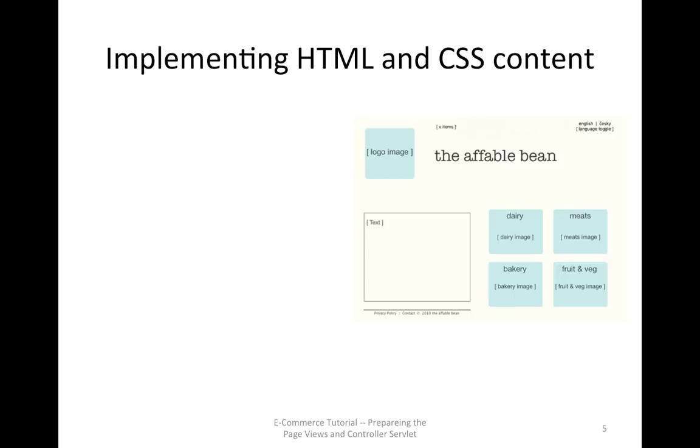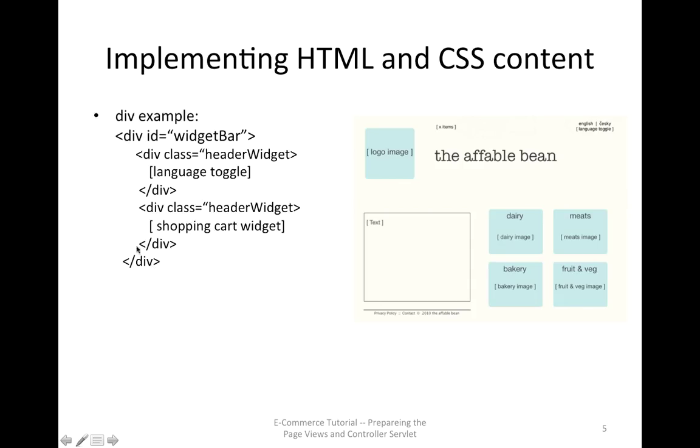Let us use this example to see how this works. This is the welcome page we marked up in Unit 2. Let's look at this div tag. Its ID is widgetBar. It defines the widget bar on the top of the web page. Inside this widget bar, we will have a language toggle and a shopping cart, those two sub-areas. Each sub-area is defined by a div tag, and both of those div tags refer to the style of the class headWidget.